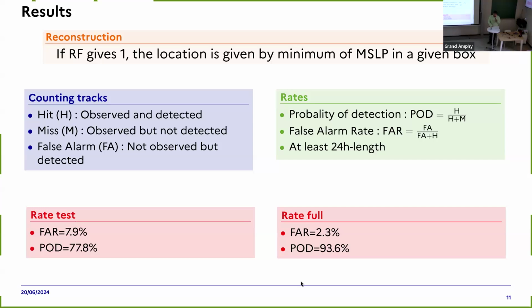And if I do the work over the whole data set, so I perform a calibration without test data set, I have 2.3 false alarm rate and about 94% of probability of detection.